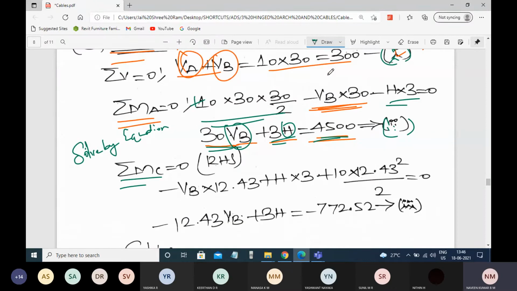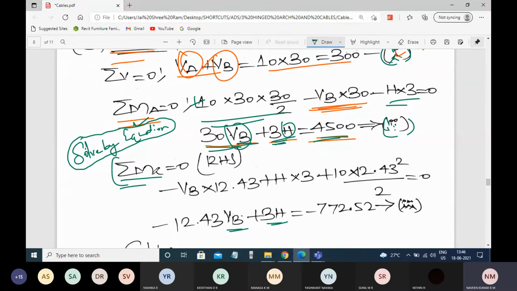Whenever in these situations you are getting two unknowns in an equation, the only way to get the unknowns is to solve by equation. So when you are going to consider solving by equation, the other equation is summation MC equals 0 that you are going to use. Make sure that the same unknowns appear in the equation. Then only it is possible to solve.